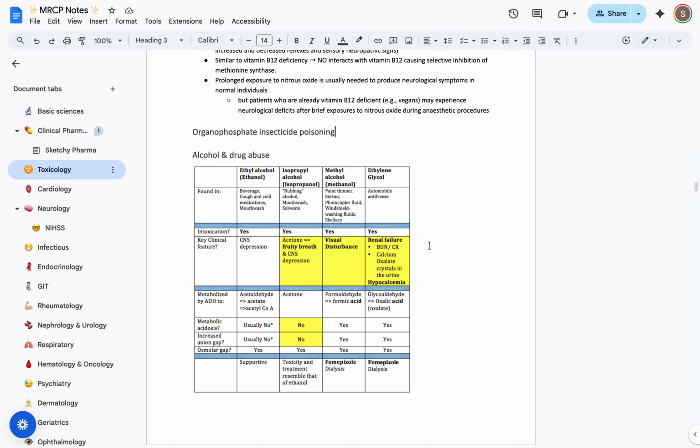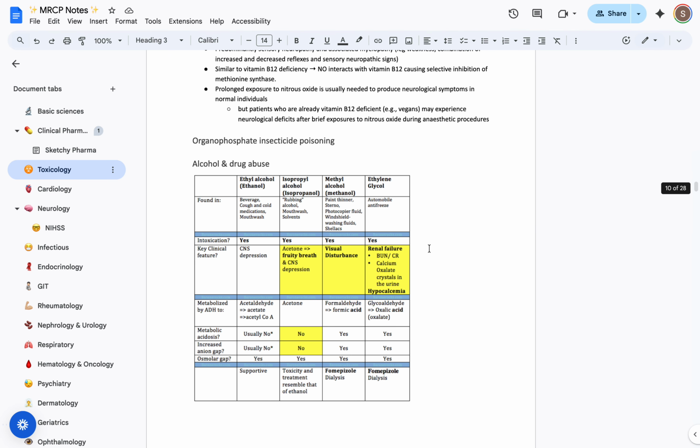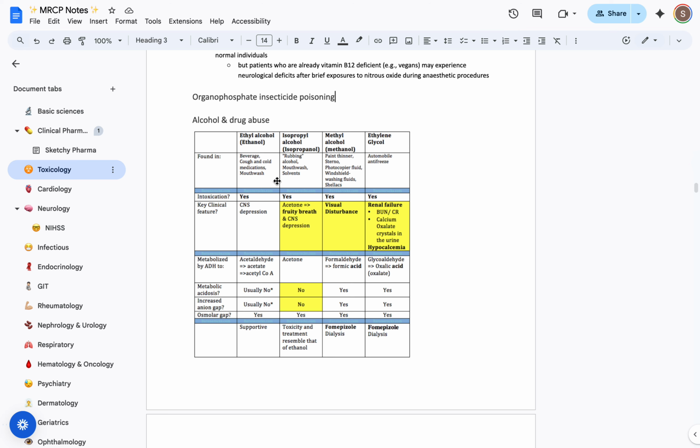Now let's look at alcohol. So alcohol abuse, alcohol and drug abuse. Okay, so we have 4 types of alcohol. We have ethanol, isopropanol, methanol, and ethylene glycol. Ethanol is the one that is used in the beverages. It's also used in mouthwash and in cough and cold medications. Isopropanol is rubbing alcohol. It's used in mouthwash and solvents. Methanol is an alcohol that is used in paint thinner, photocopy fluid, windshield washing products. And then finally, ethylene glycol is the antifreeze that's used in cars.